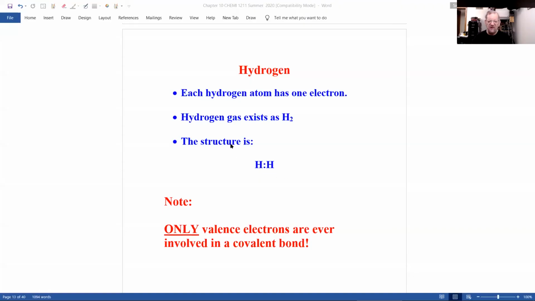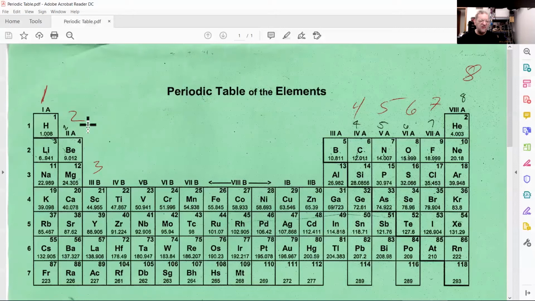Well, let's look at the structure. It's H2, and let's look at the Lewis structure. How many valence electrons does hydrogen have? If we go to the periodic table, you'll see here's hydrogen. Look on top, 1 valence electron.